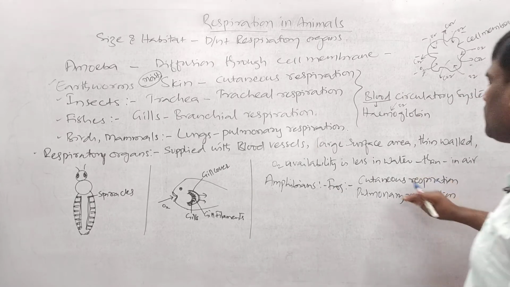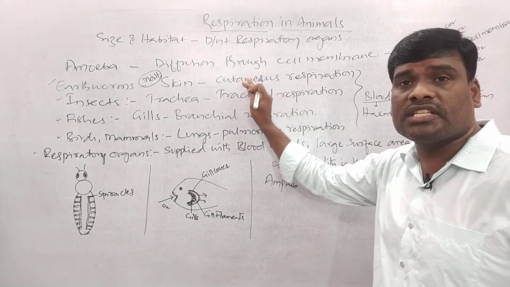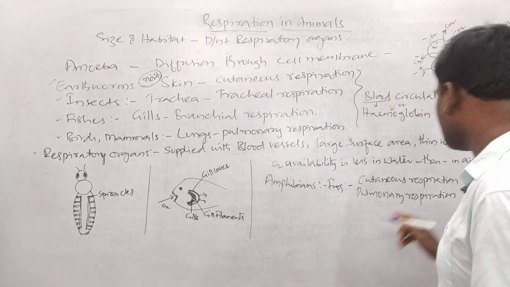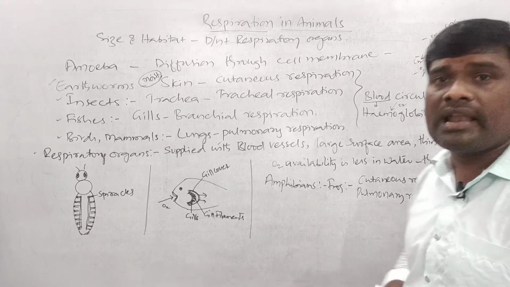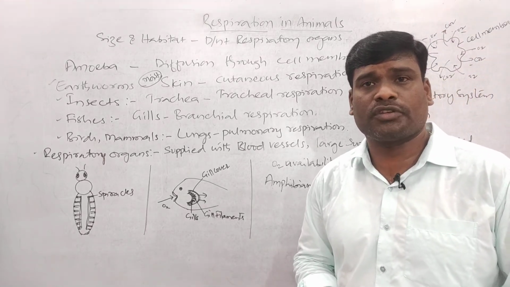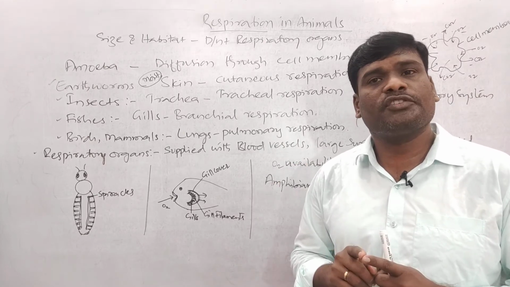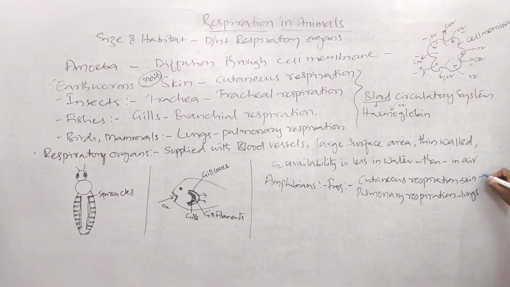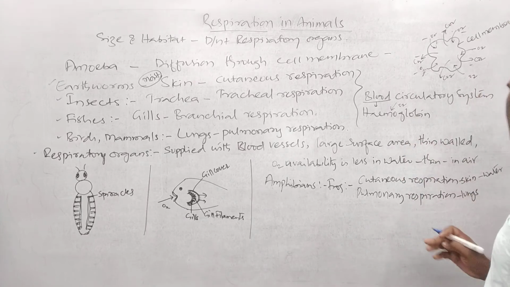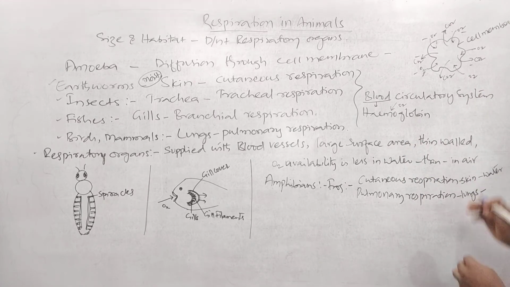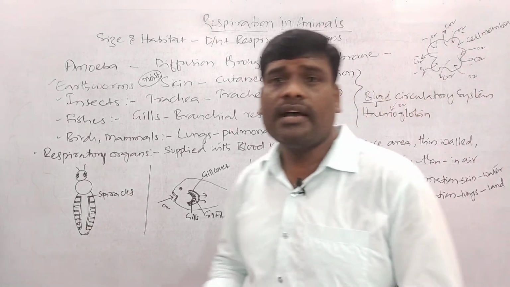Already we have studied what is meant by cutaneous respiration. Cutaneous respiration means the respiration which is carried out by the skin. And what is pulmonary respiration? If the respiration is carried out by the lungs, then it is called pulmonary respiration. In frogs, cutaneous respiration is seen when it is in the water. But when it is on the land, then lung respiration is seen, that is, pulmonary respiration is seen when the frogs are on the land.